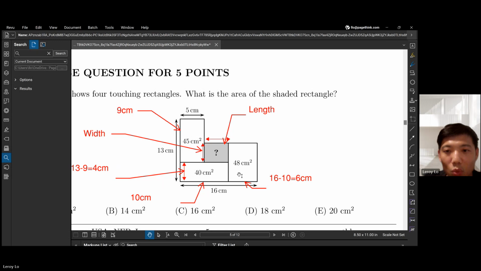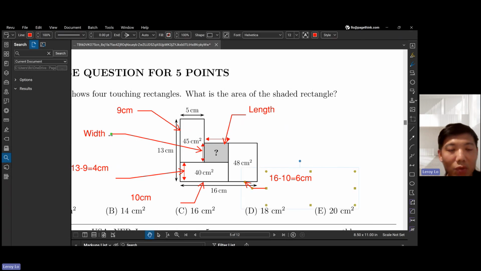And this is the width of this rectangle of the 48 centimeters squared. And then we try to get this number. Okay. We try to get the width of this rectangle, and we find out 6 times 8 will give you 48, which is 8 centimeters.